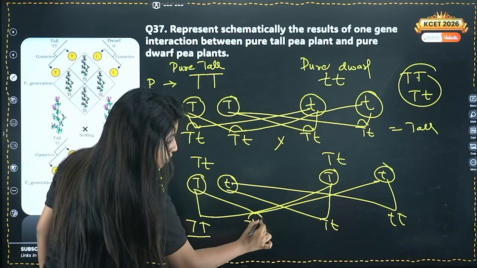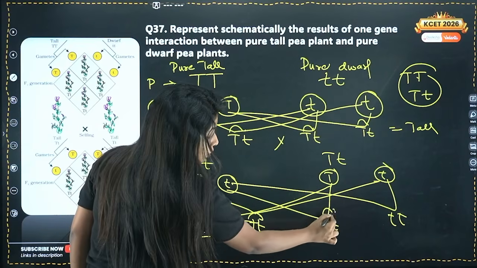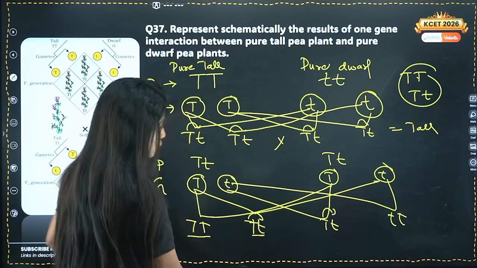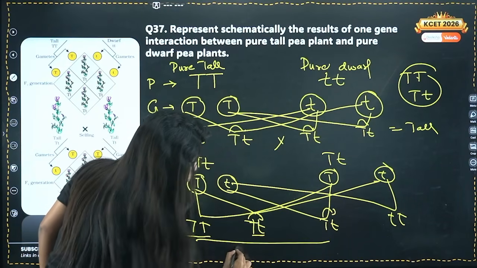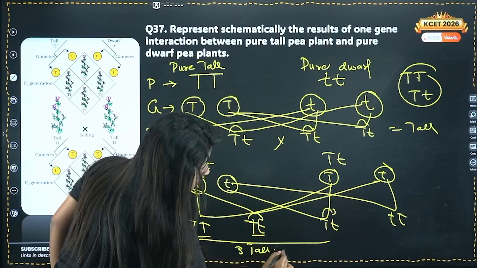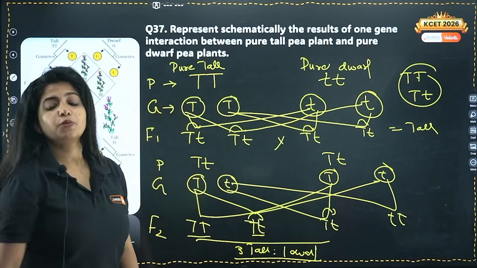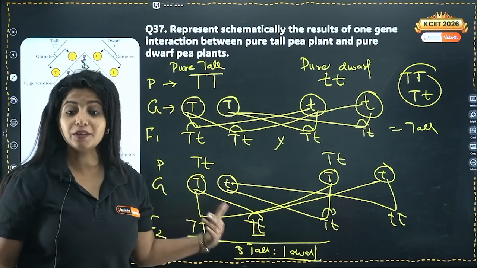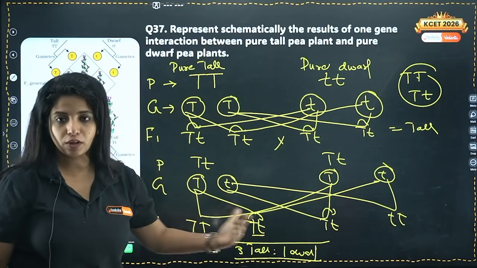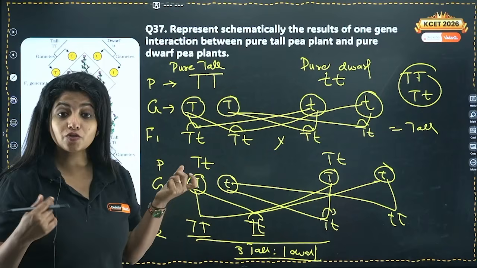Capital T, small t, again this is tall because capital T is there. Capital T, small t, again this is tall, and one is going to be dwarf. So 3 of them are going to be tall and 1 of them, my dear children, is going to be dwarf. This is the phenotypic ratio, the physical appearance ratio: 3 tall, 1 dwarf. What is the genotypic ratio? What is the genetic makeup?